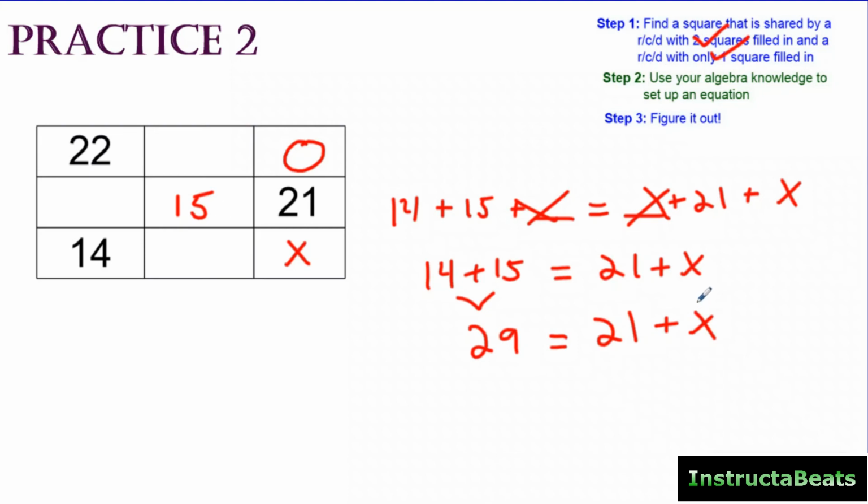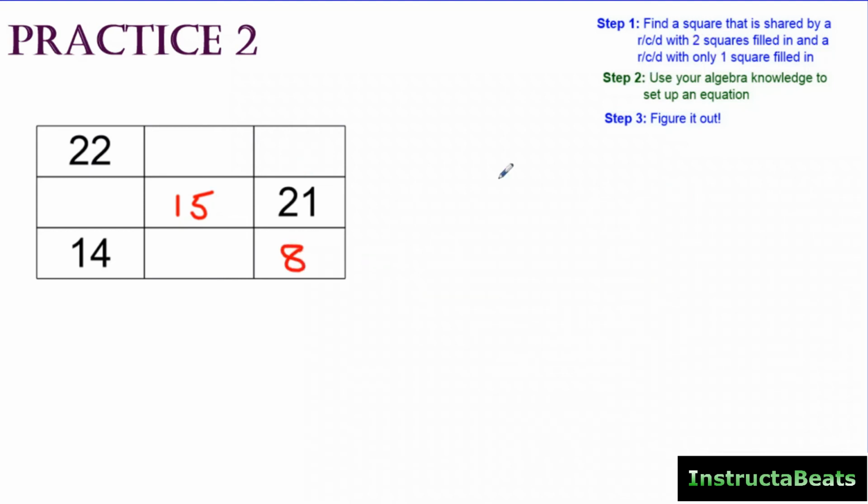What number could x be? And obviously that would be 8. You could also subtract to figure that out. And like magic, my x becomes an 8. Now I have filled out an entire diagonal with 3 numbers that I know. Now I can find the sum, and I can see that my diagonal gives me a sum of 45, which means the rest of them have to give you a sum of 45.